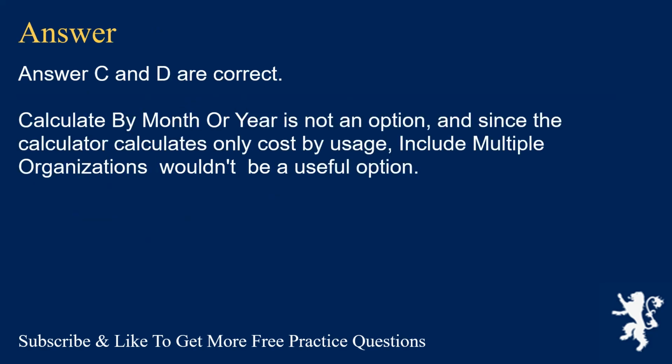Answer C and D are correct. Calculate by month or year is not an option, and since the calculator calculates only cost by usage, include multiple organizations wouldn't be a useful option.